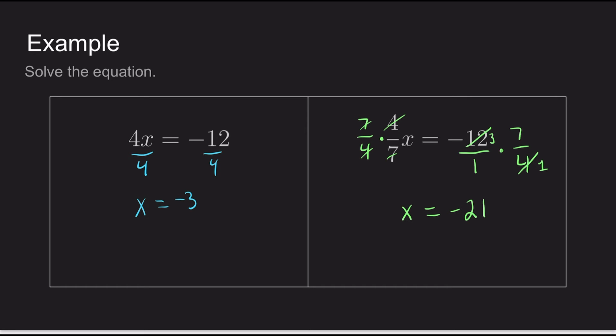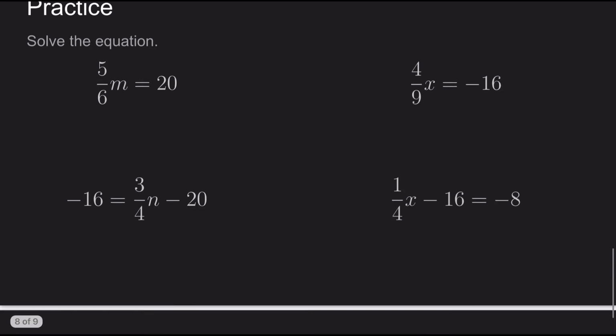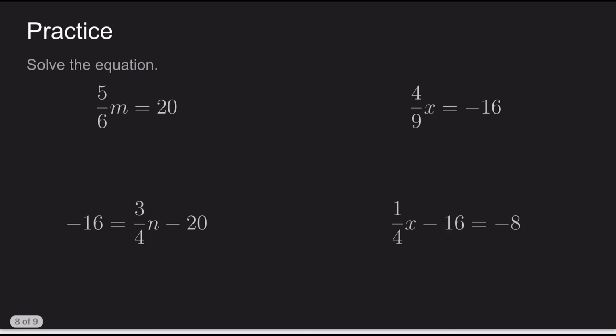So it's the same idea. You're trying to get rid of this number attached to the x. And to do that, you make it 1. So to get rid of a fraction, you multiply by the reciprocal. All right. Again, this is where I suggest you pause and go ahead and complete these first two.